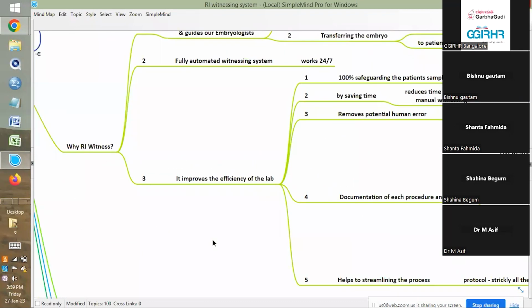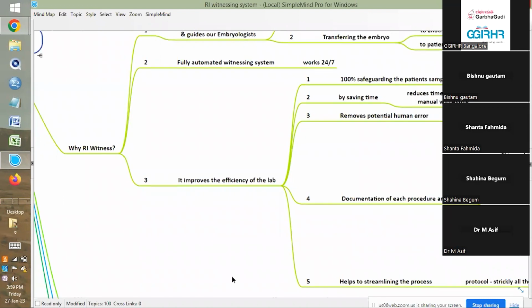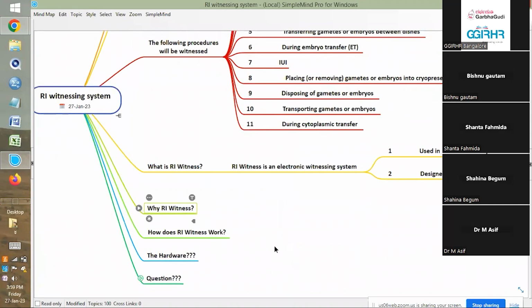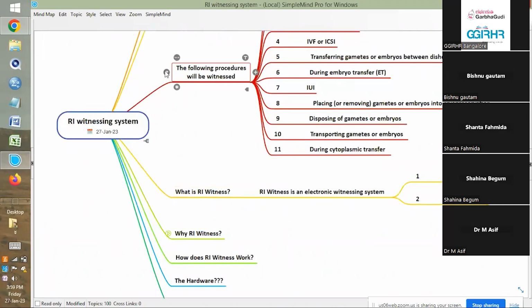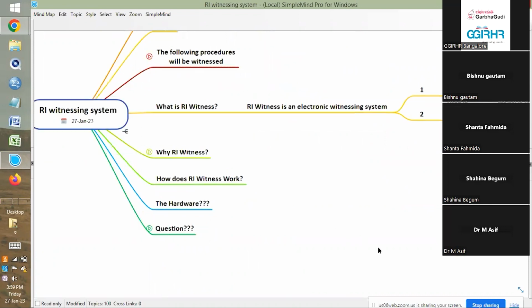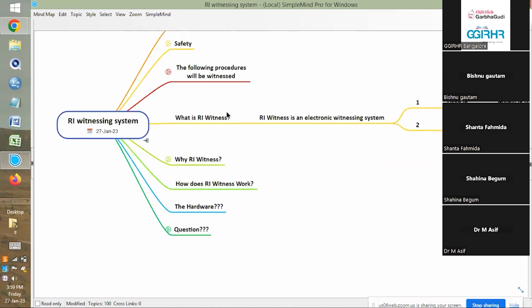Okay, so any doubts, doctors? So this is very important: why RI witness is used, what RI witness is, and what all things it can witness. So these three are very, very important. I'll share the PDF of this with you.